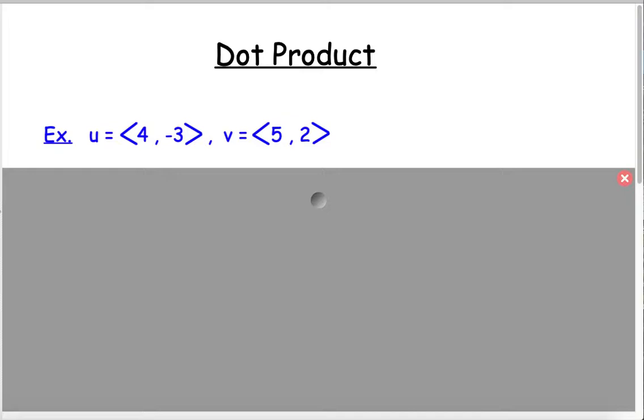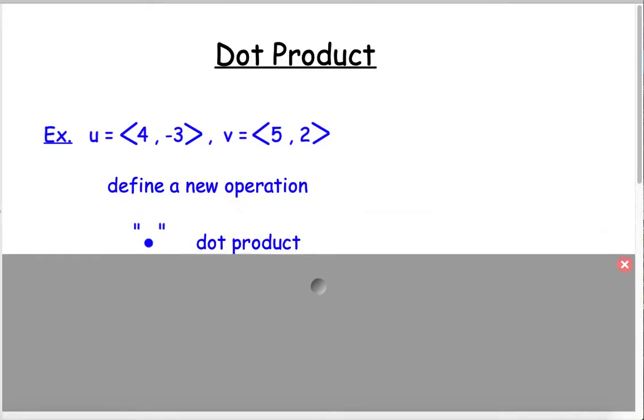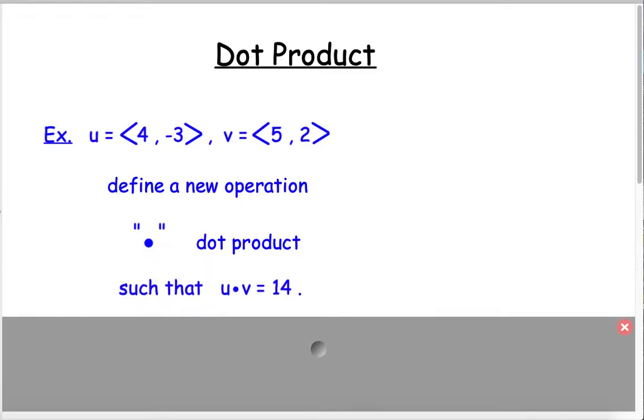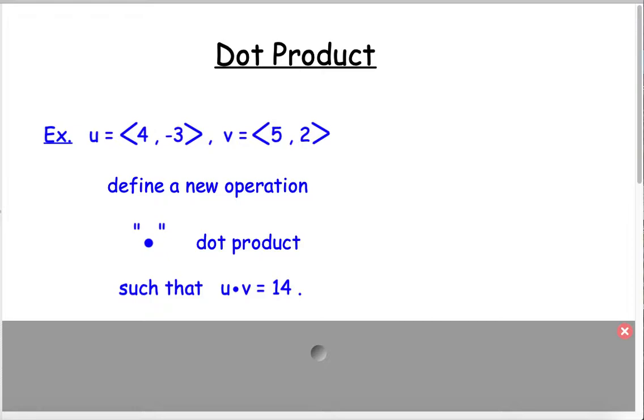If I have two vectors u and v, and I want to perform this new operation called the dot product. Well, if I told you that the dot product winds up giving you a number, in this case 14, could you figure out where we got 14 from? You might want to hit pause and see if you can figure this out. Okay, so where did we get 14 from?